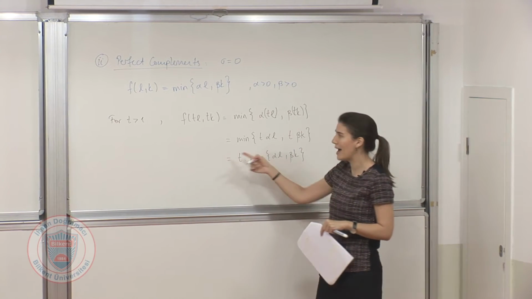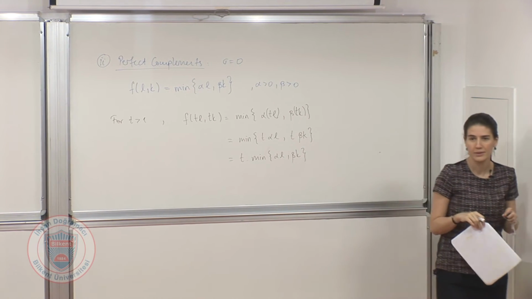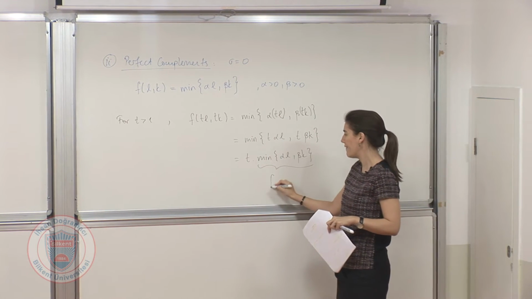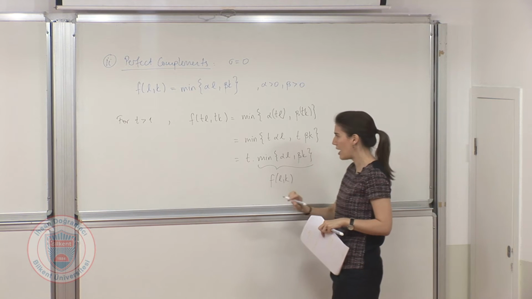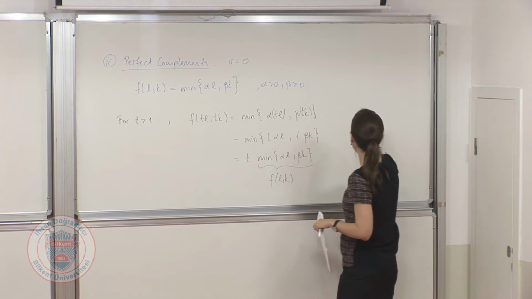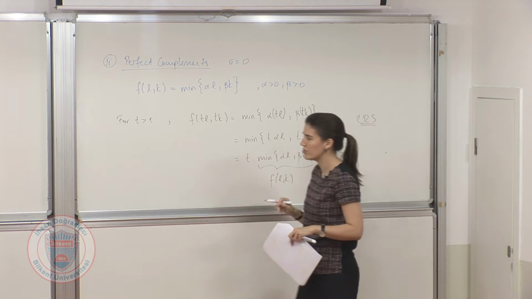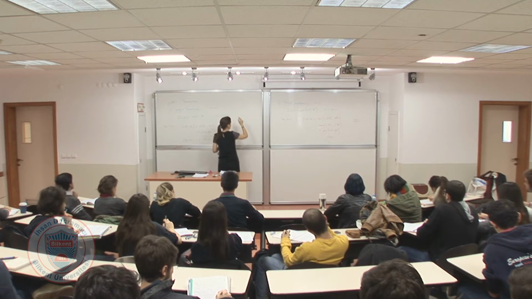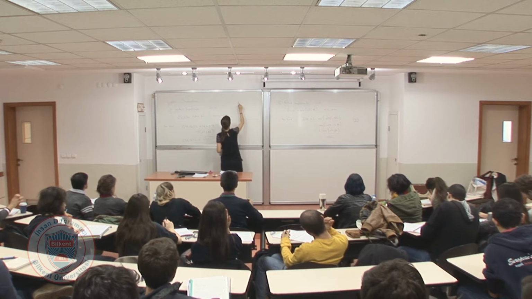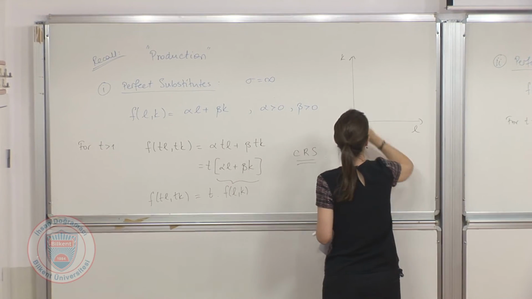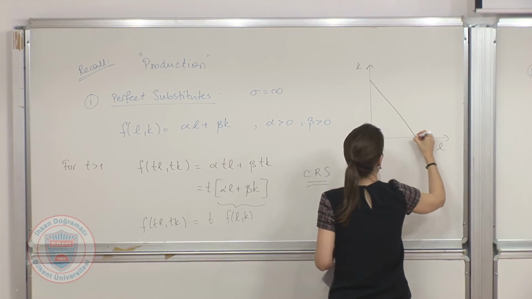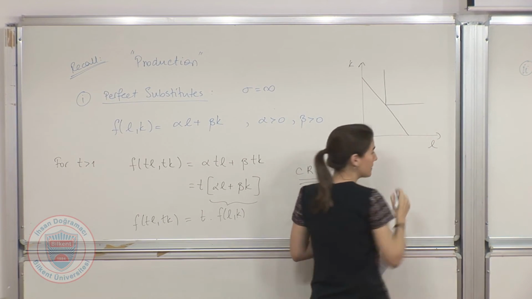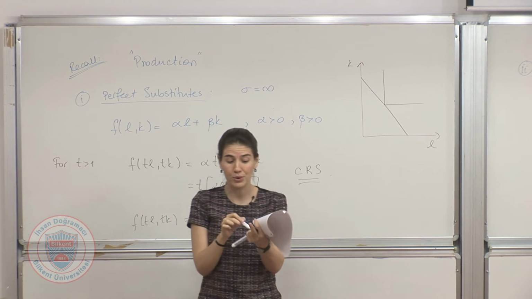So you see that we have constant returns to scale, because this is exactly my original function f of L, K. Remember, these were cases like this. I put K here and L here. Perfect substitutes is a case like this, and perfect complements is a case like this. And we had cases in between.